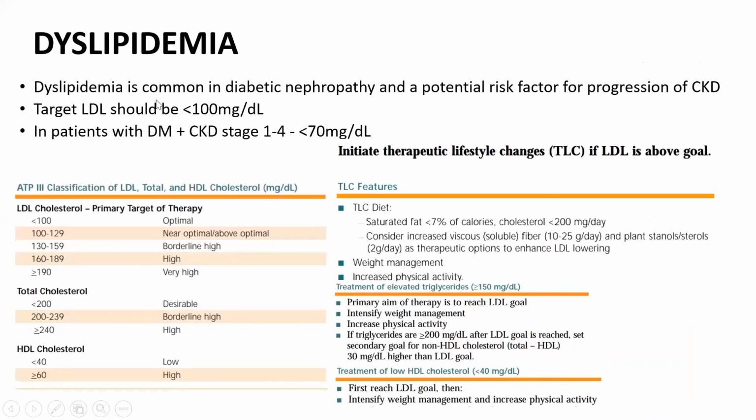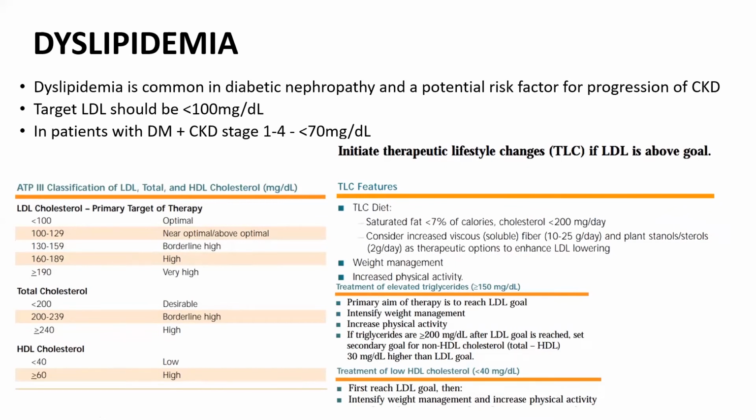Now, dyslipidemia. Dyslipidemia is common in diabetic nephropathy and a potential risk factor for progression of CKD. The target LDL should be less than 100 mg per dL. In patients with diabetes mellitus and CKD, stage 1 to 4, it is less than 70 mg per dL.